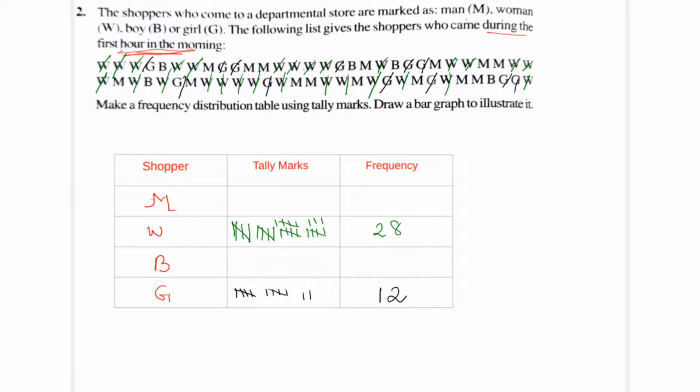Okay, next is boy. 1, 2, 3, 4, 5. So there are only 5 boys. Now for men.